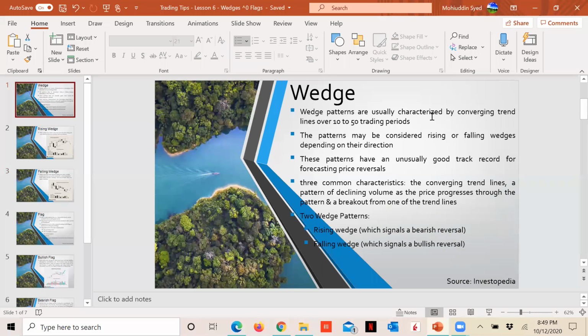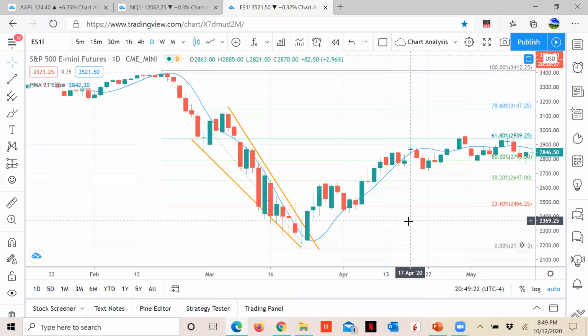Patterns are usually converging trend lines over 10 to 50 trading periods. Trading periods doesn't mean that it has to be 10 days. It's not limited to days. 10 to 50 periods.